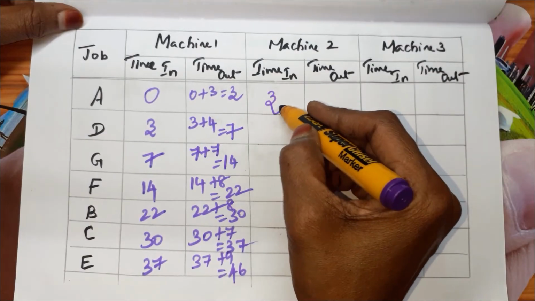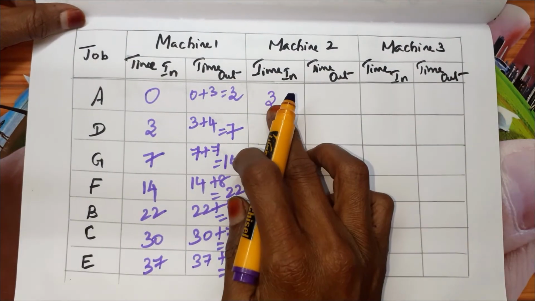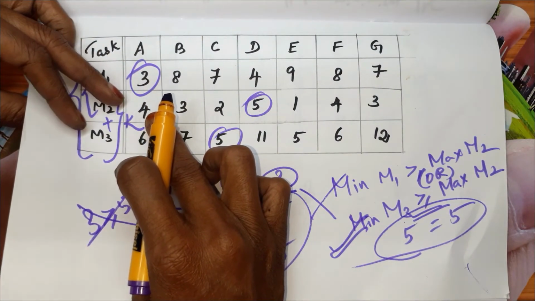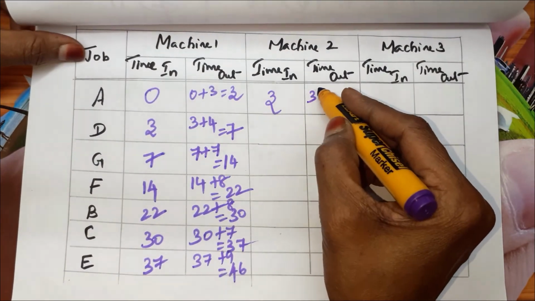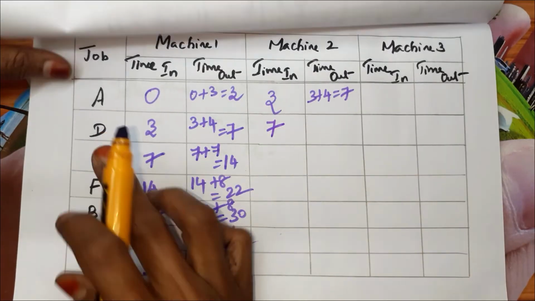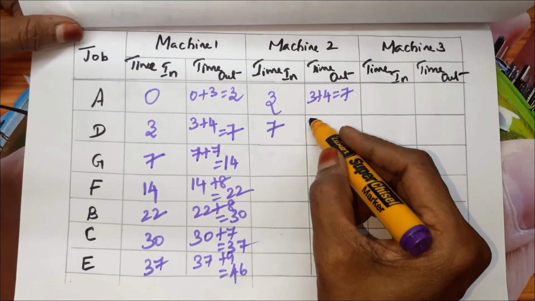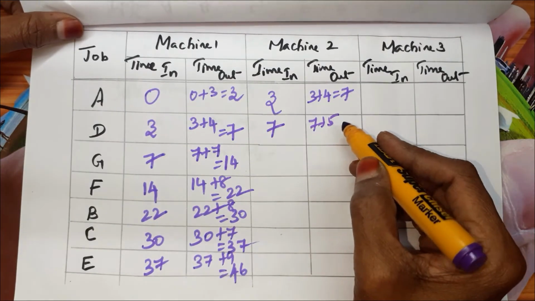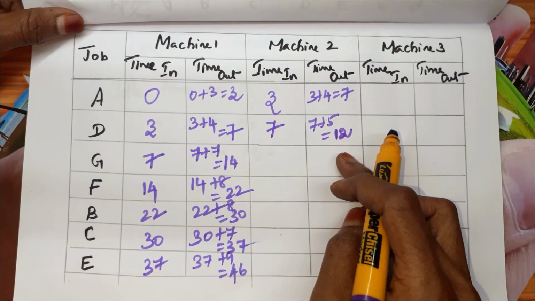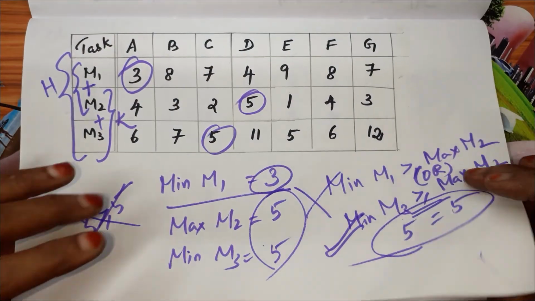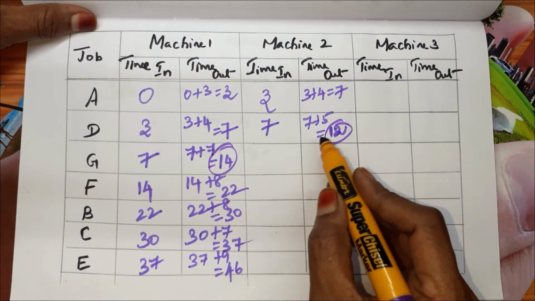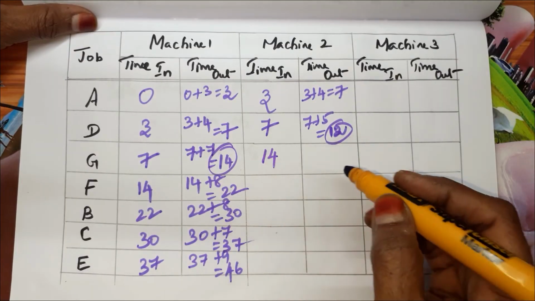We have to start the next machine at 3 hours. 3. Come to A. The time duration is 4. So 3 plus 4, 7. Both the values are same. So we can start from 7. For D, the second value is 5. 7 plus 5, it is 12. So 12. Now we have to compare these two values. We have to take the maximum. 14 is the maximum. So next one will start by 14 hours.